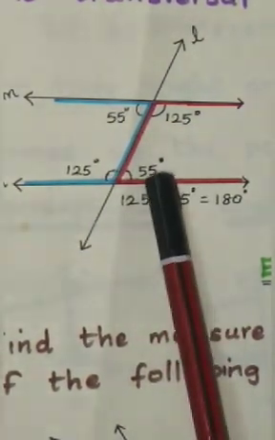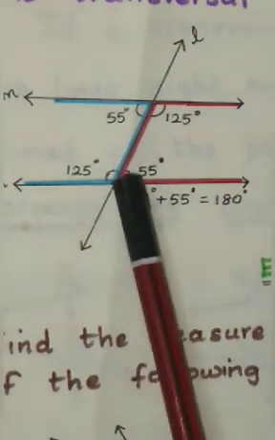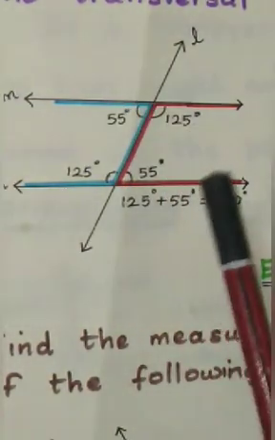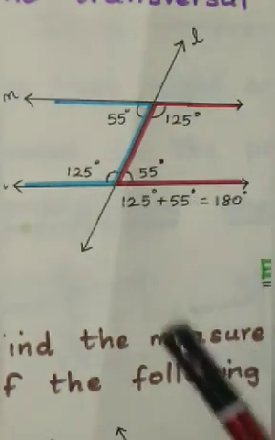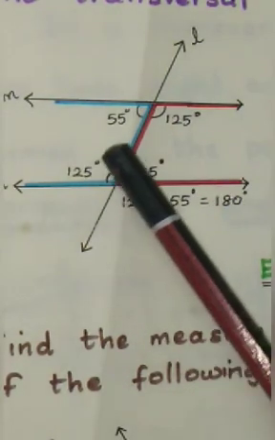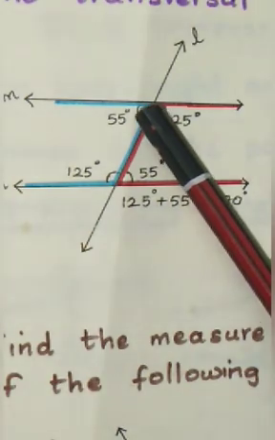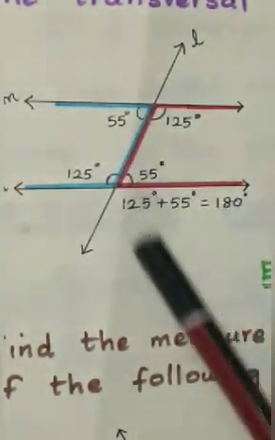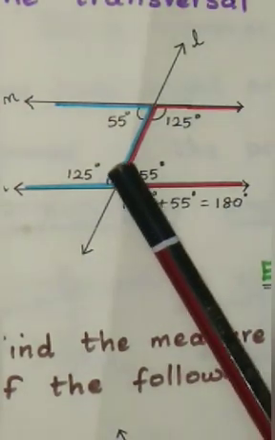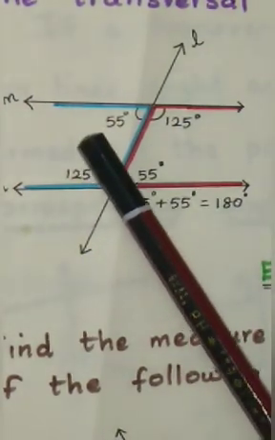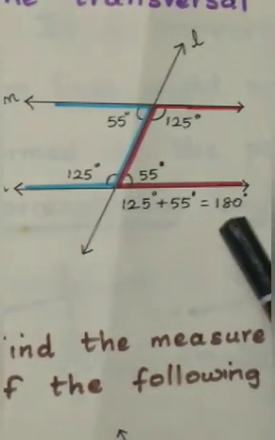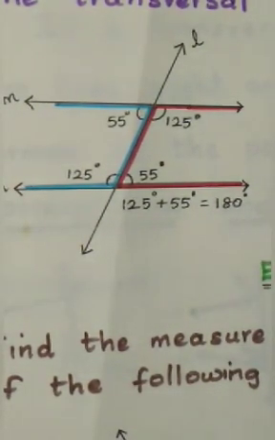These are interior angles because these angles lie between the two lines. The interior angles that lie on the same side of the transversal are supplementary. What do you mean by that? When you add the interior angles on the same side of the transversal, we get 180 degrees.